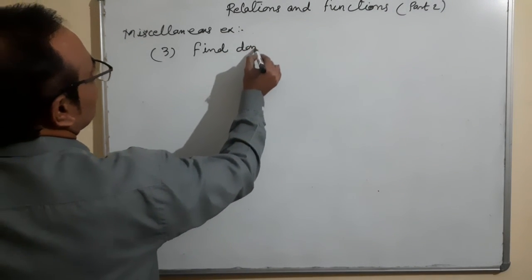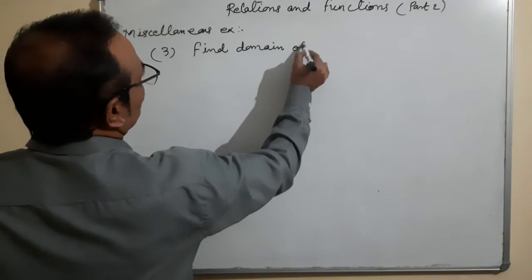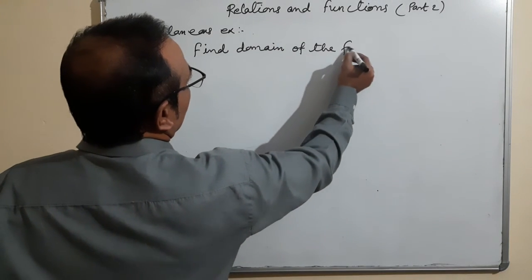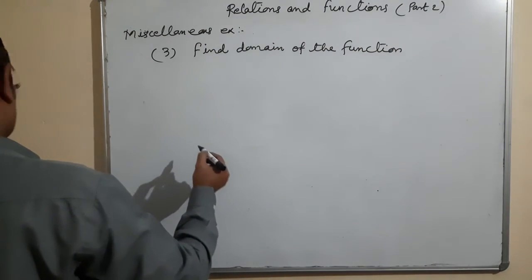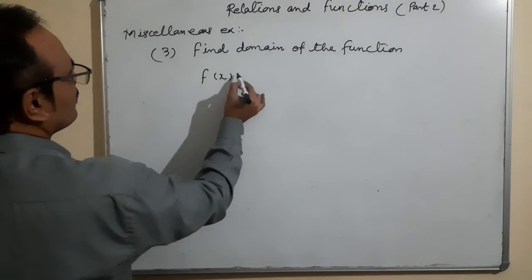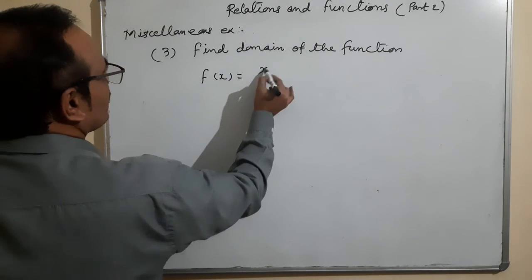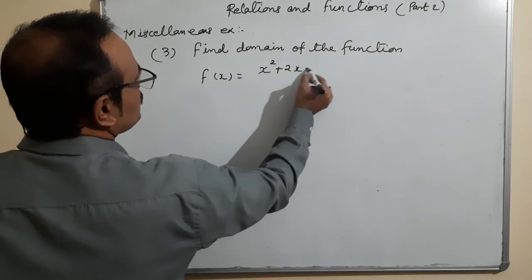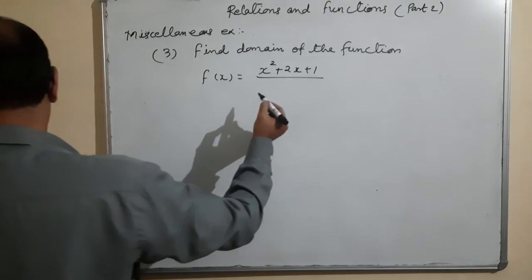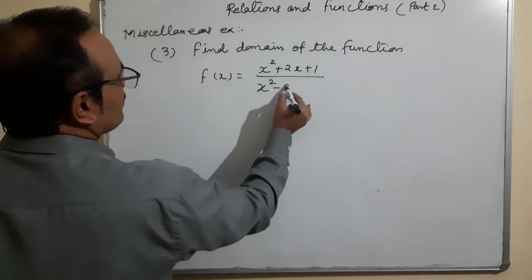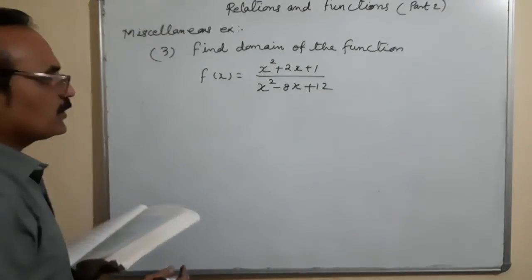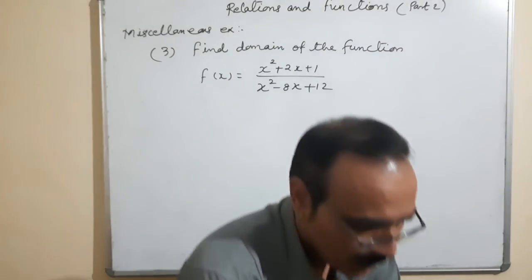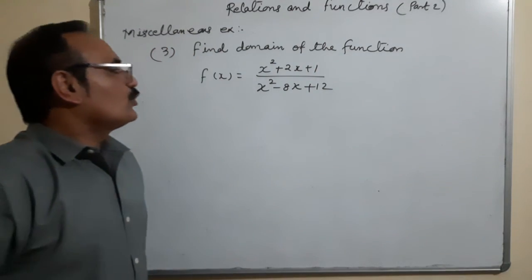Find the domain of the function. F of x is equal to x square plus 2x plus 1 upon x square minus 8x plus 12. We are finding the domain, not range. What is the domain of the function?